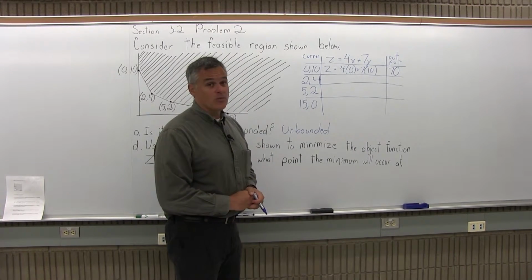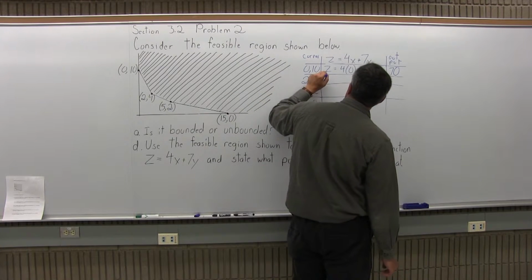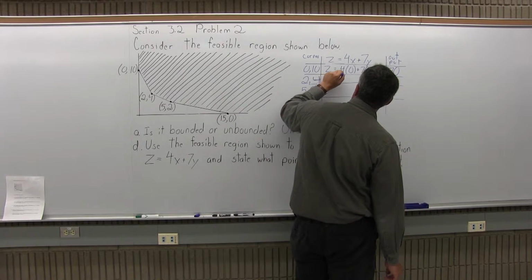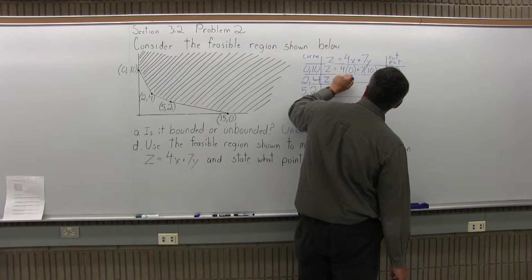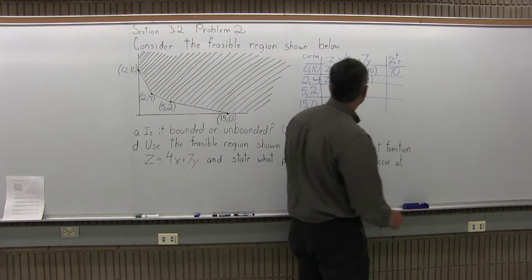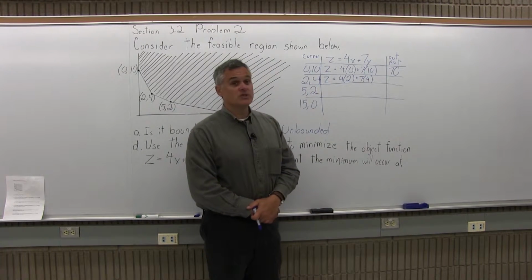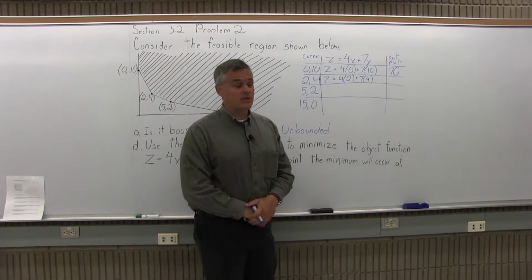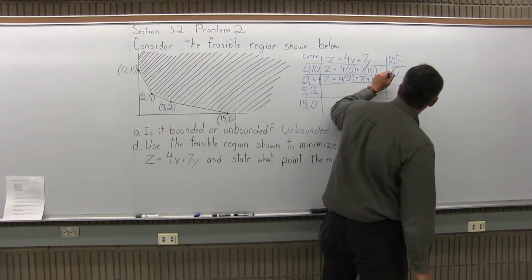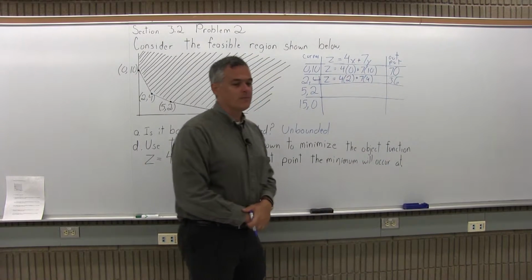The next corner point down is 2, 4. x is 2 and y is 4. So my objective function will be z equals 4 times x, which is 4 times 2, plus 7 times y, which is 7 times 4. 4 times 2 is 8. 7 times 4 is 28. So 8 plus 28 is 36. That's the output at the second corner point that I try.